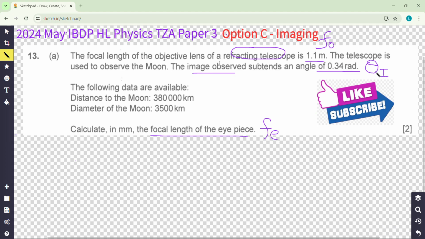object, subtending the angle. What's the object? The moon. You got all the data here. Remember how to use them. So the moon is here. We have the diameter of the moon, and it is at a distance very far away from the Earth.